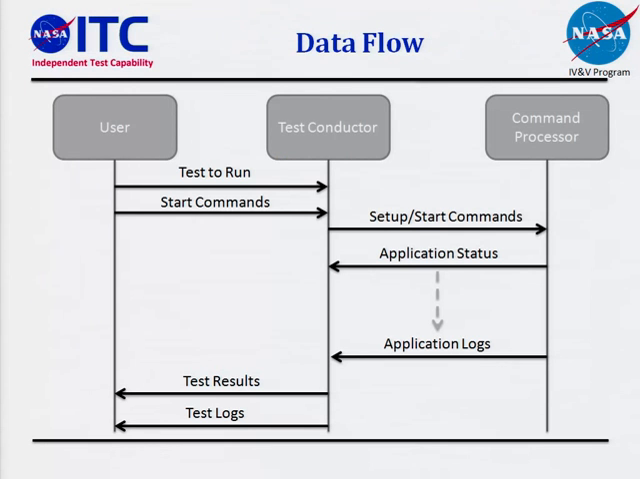Here's an example of some very basic data flow that occurs. The user would pass the test to run into the test conductor. Some commanding such as start commands makes sure the system is started in order and the correct ones are running. And then from there, the test conductor pretty much takes control.